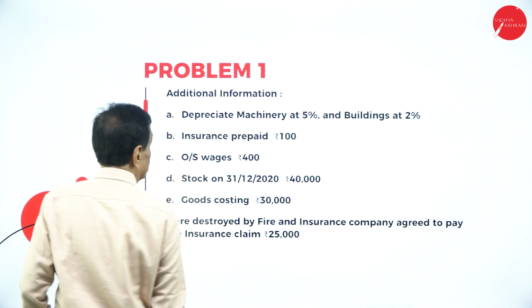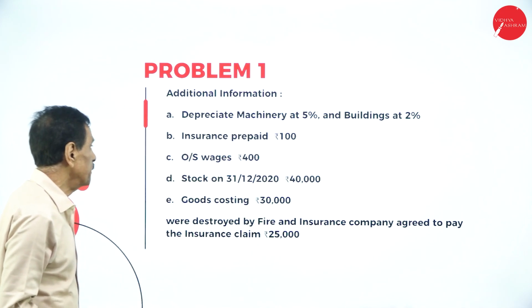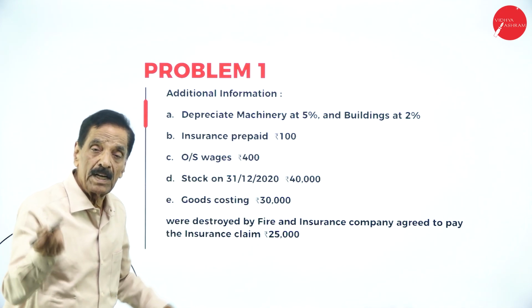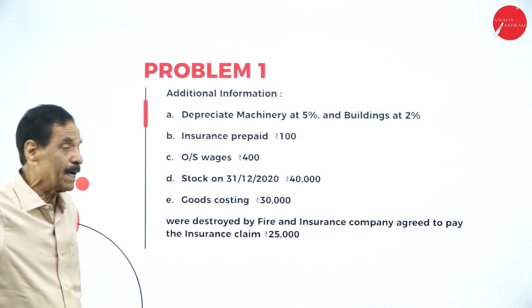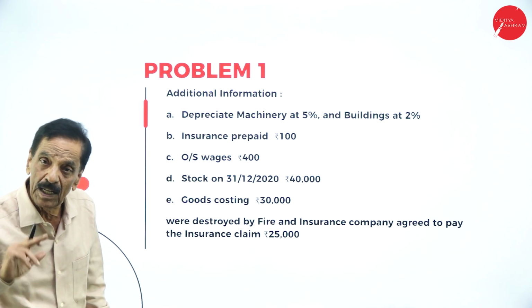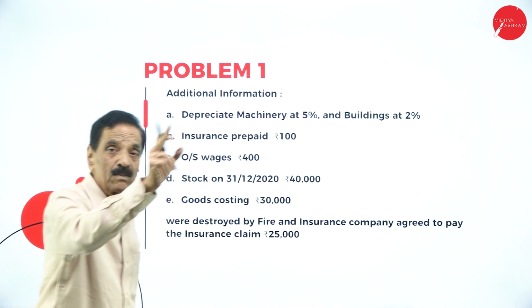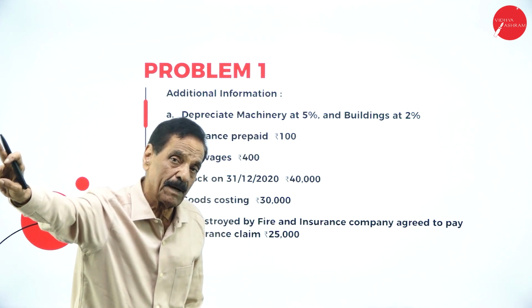And your adjustments are depreciation on machinery 5%, building 2%, insurance prepaid should be deducted from insurance and shown in assets of the balance sheet. Outstanding wages will be added to wages, then shown in liabilities of the balance sheet. Closing stock, trading account, credit side, asset side of the balance sheet.